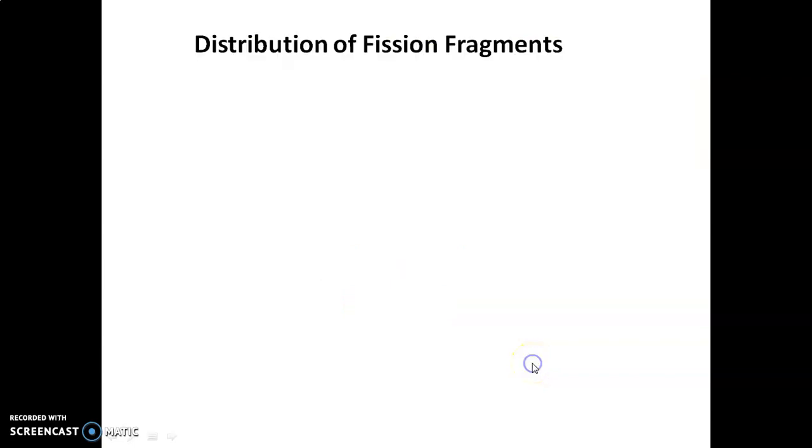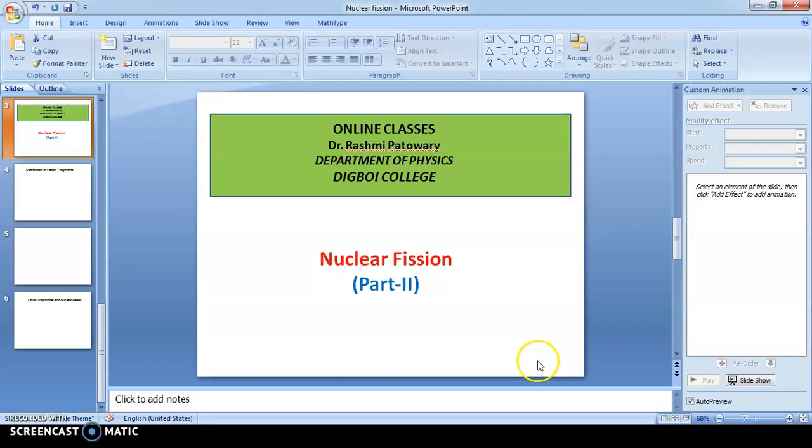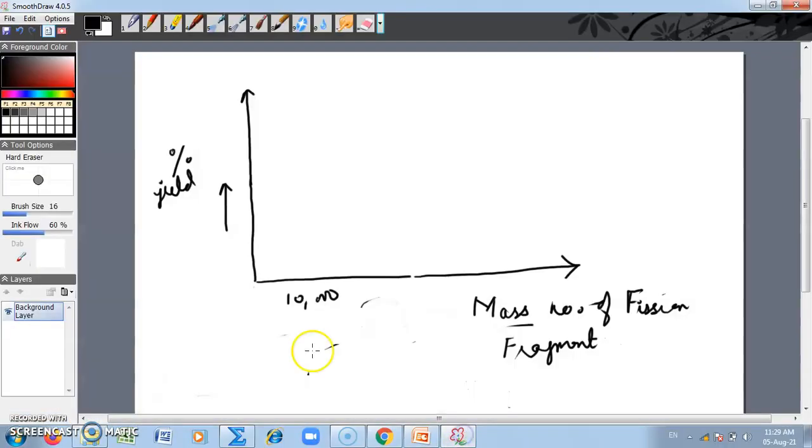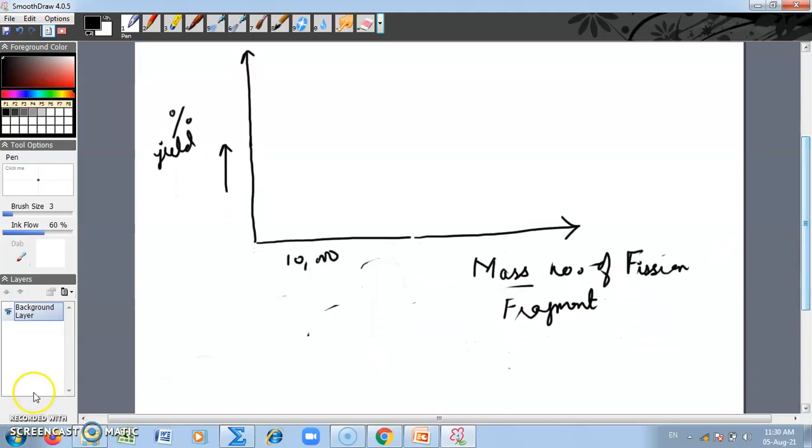Students, welcome back. We were talking about distribution of fission fragments, and we were about to draw a graph, and the graph was drawn between the mass number of fission fragments and the percentage yield. And I was just explaining what we mean by percentage yield.